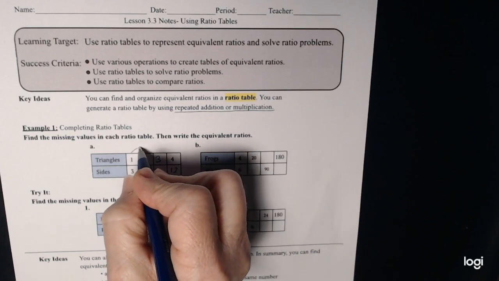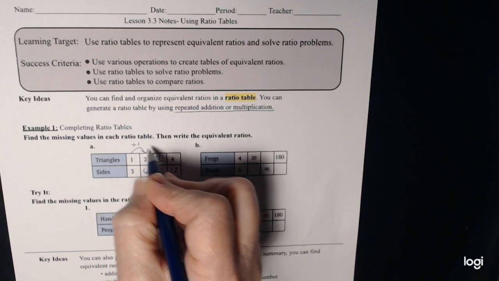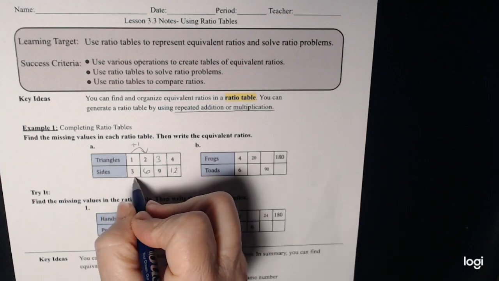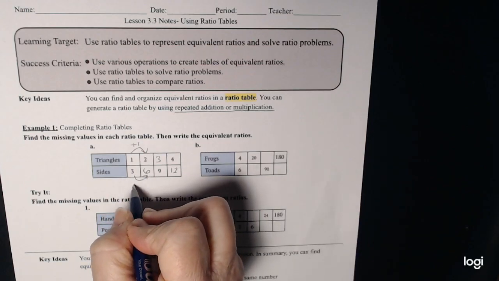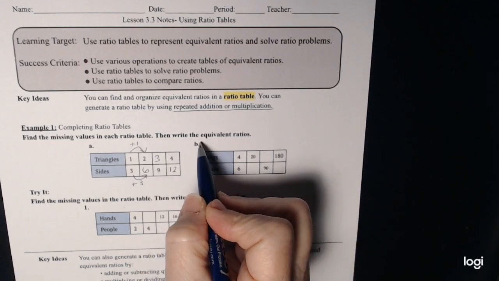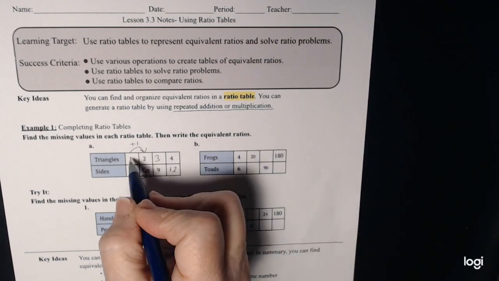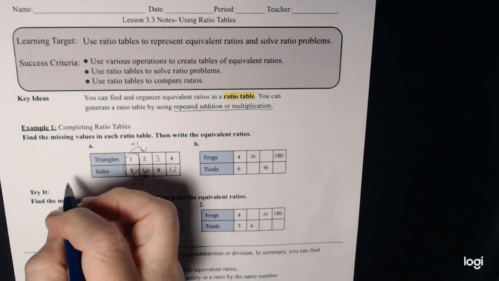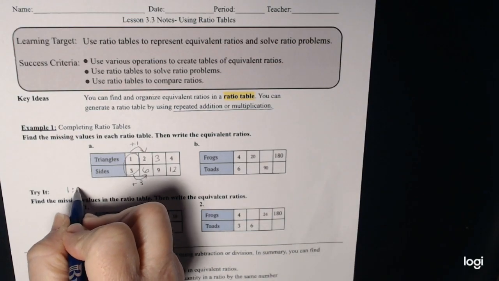If you notice, let's just put this on here. We're adding 1 each time. Down here, we are adding 3 each time. It says here that we need to write the equivalent ratios. If you notice, here's our first ratio. So we're going to write here 1 to 3.